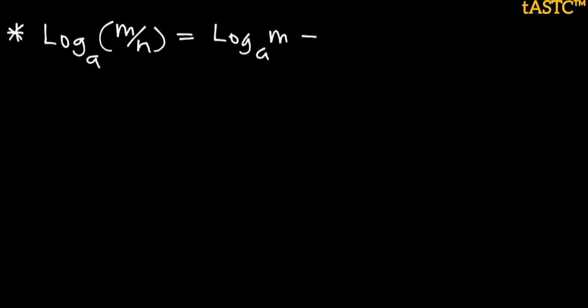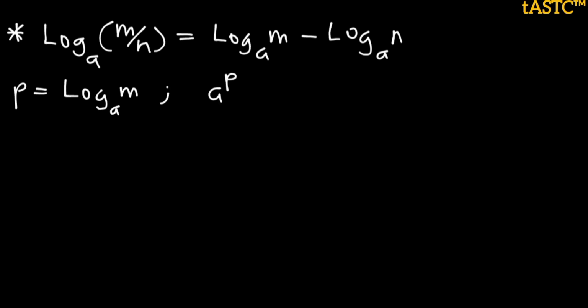Now the next law of logarithm is log to the base a of m divided by n. That is going to be equal to log to the base a of m minus log to the base a of n. So we're going to try to prove this also. Now first, let us say we're going to make p. Let p be equal to log to the base a of m. And so I'm going to change this to its initial form. So we're going to have a to the power of p, that will be equal to m.